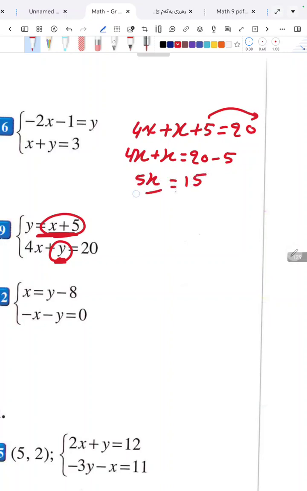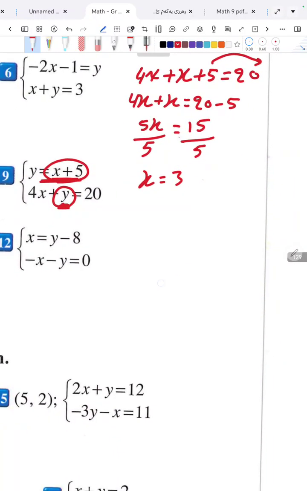How to get rid of 5? Divide by 5, divide by 5. So x equals what? 15 divided by 5, x equals 3. Okay, now substitute in which one is easier? The first one is easy, so substitute in the first equation.